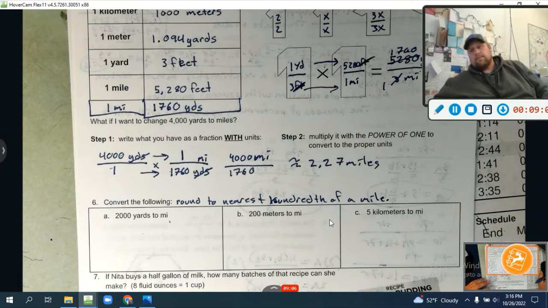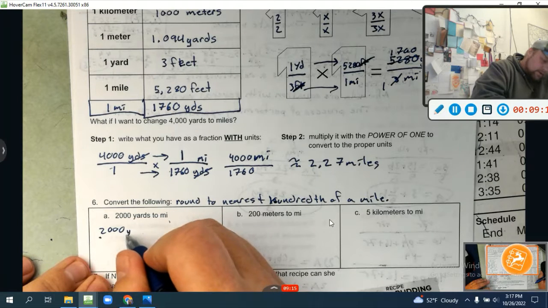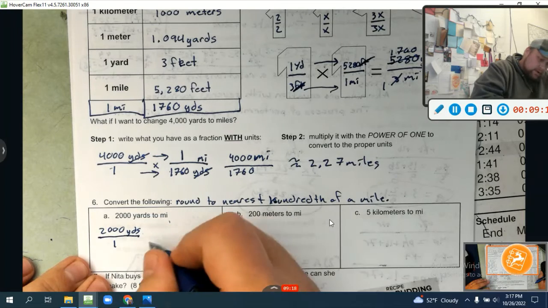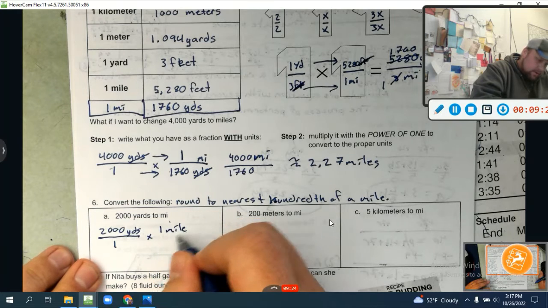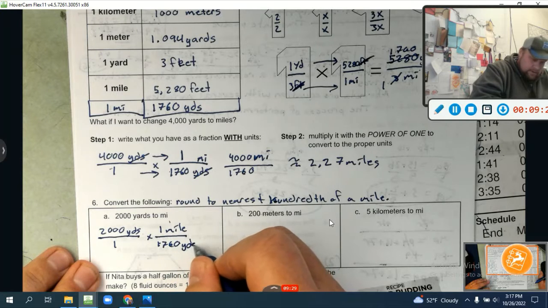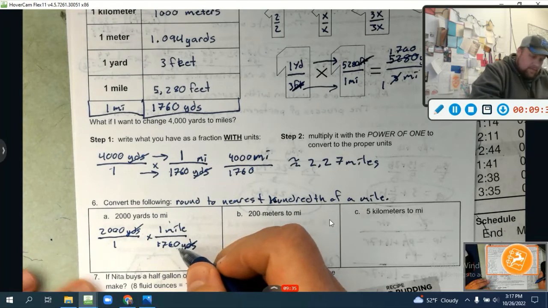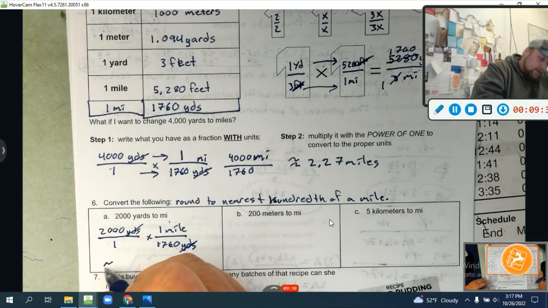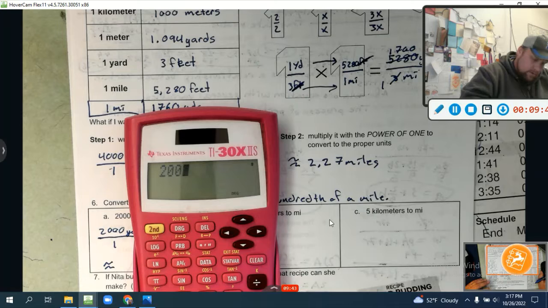So I'm going to have 2,000 yards. Units matter now, all over 1. And we're going to do the same thing we did up here. We're going to multiply it times 1 mile, all over 1,760 yards. I don't know why I didn't put mi. So yards cancel out. I'm going to end up having 2,000 divided by 1,760. So this is going to approximately equal 1.14 miles.